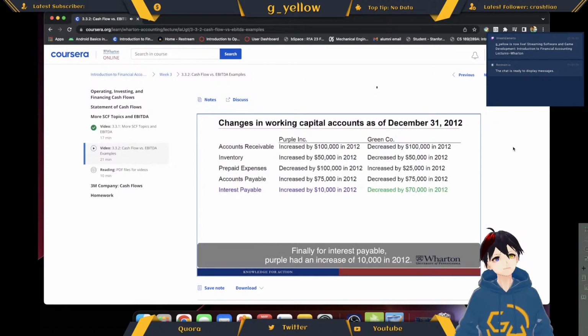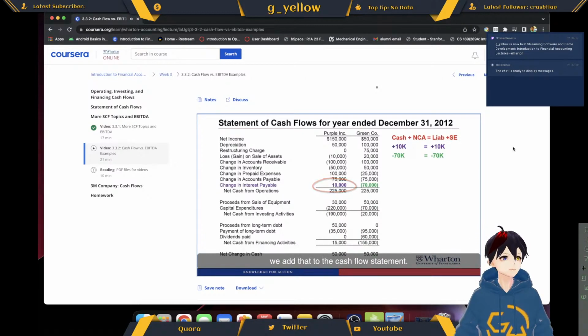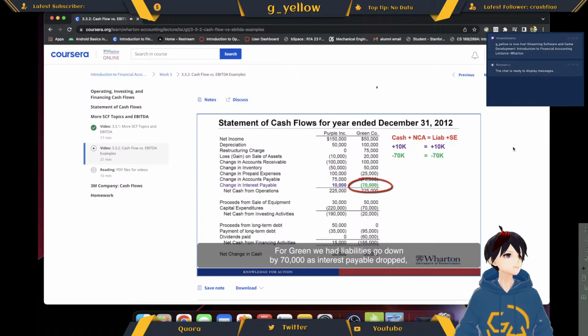Finally, for interest payable, purple had an increase of $10,000 in 2012. Green had a decrease of $70,000 in 2012. So for purple, we have an increase in interest payables and increase in liabilities, so we add that to the cash flow statement. For green, we had liabilities go down by $70,000 as interest payable dropped. We subtract that on the cash flow statement.